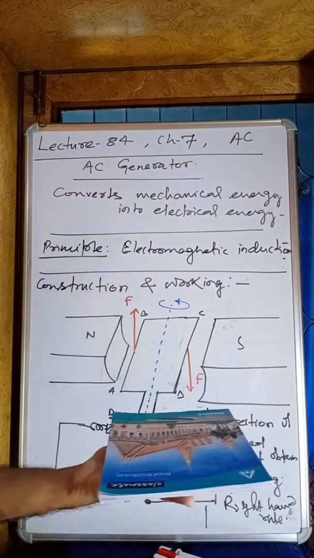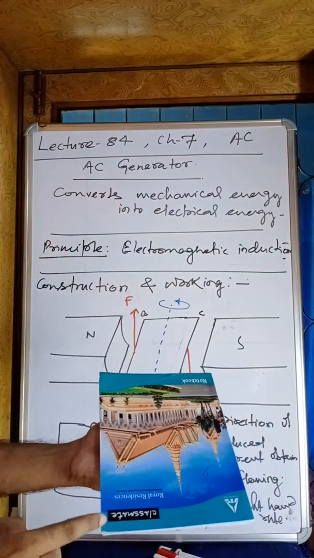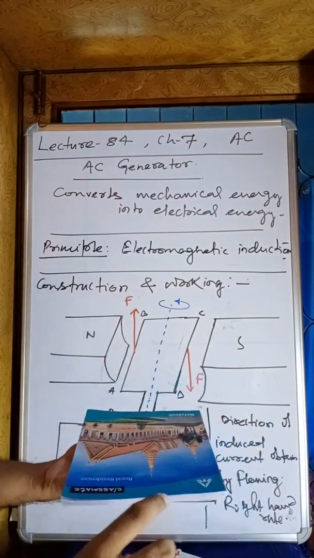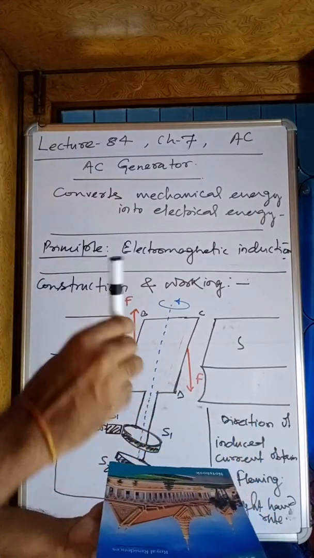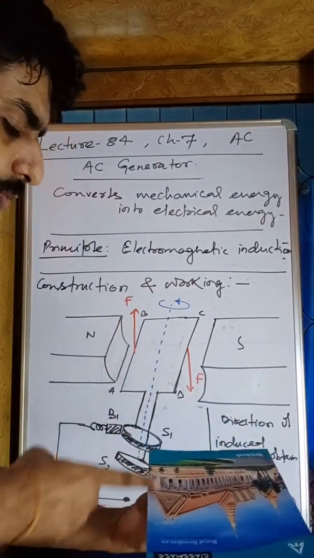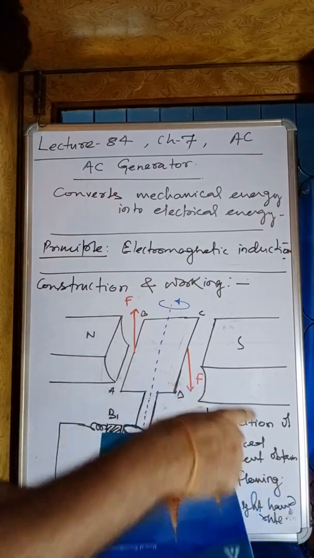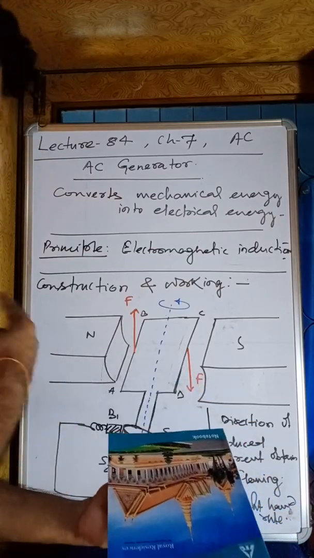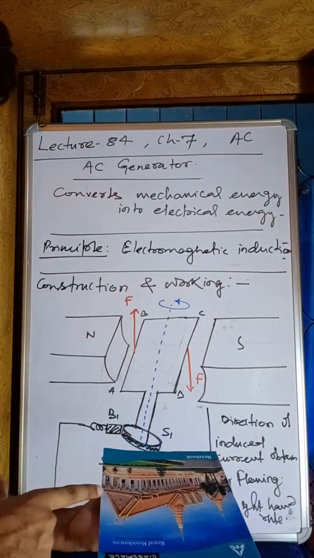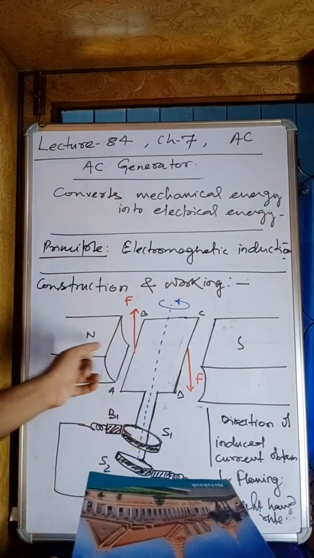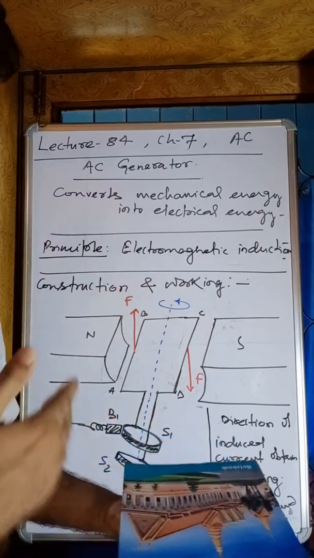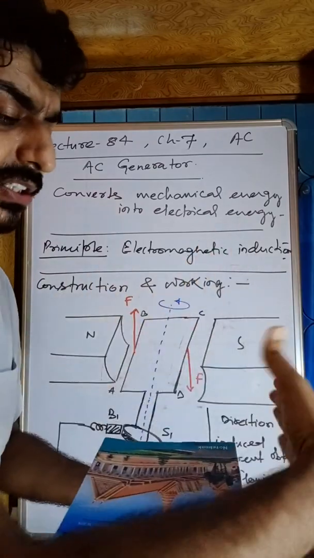This is the coil A, B, C and D. If we apply a force in upward direction, and this is the coiling, this is the wire, of might be n number of turns. If this is the direction of force, what is the magnetic field? The direction of magnetic field is from north to south, and this is the magnet, north and south.